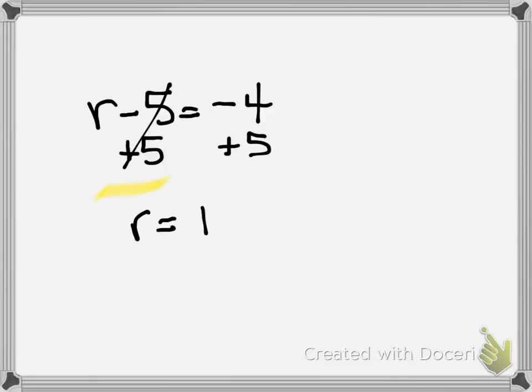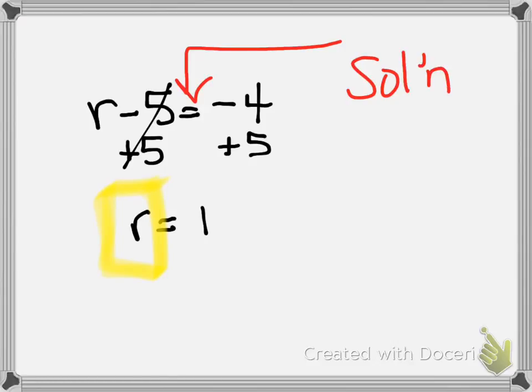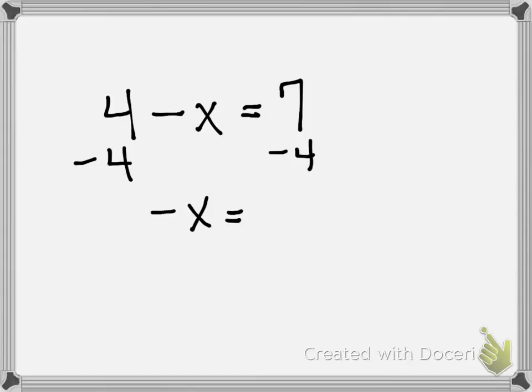So when you have the variable completely by itself, you know exactly what it equals, and you have solved the equation. Remember, something with an equal sign will have a solution. These are now equations and not expressions. So sometimes these get a little more difficult. For instance, 4 minus x equals 7. And so we need to subtract the 4. So negative x equals 3.